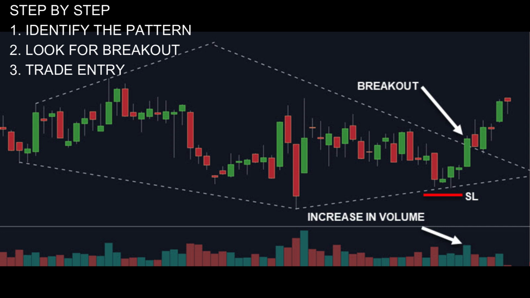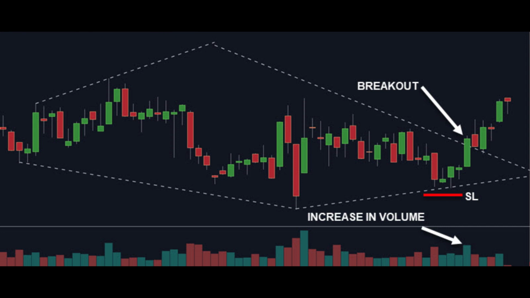Then we enter the trade. Once we confirm the breakout using whatever tools, we enter a trade in the direction of the breakout. Here's a long trade example. It's pretty simple. For the entry point, the ideal one is shortly after the confirmed breakout. This ensures the pattern's been validated and the potential trend reversal is underway.